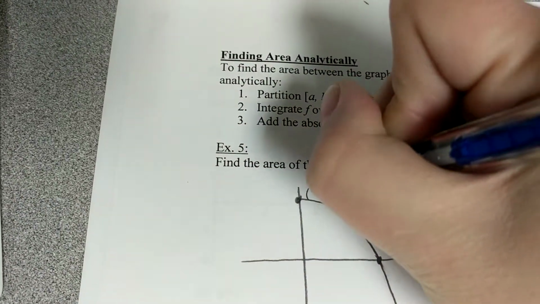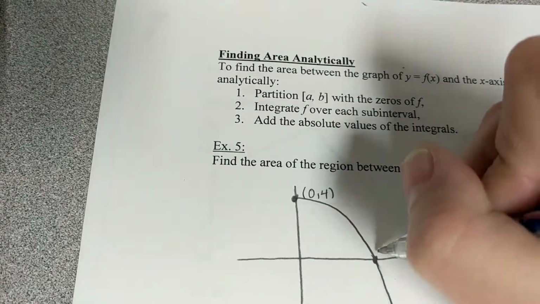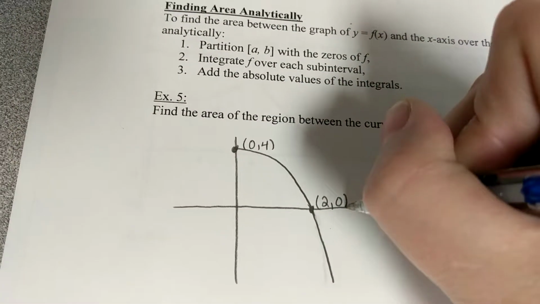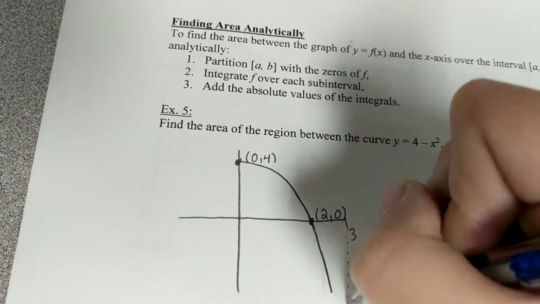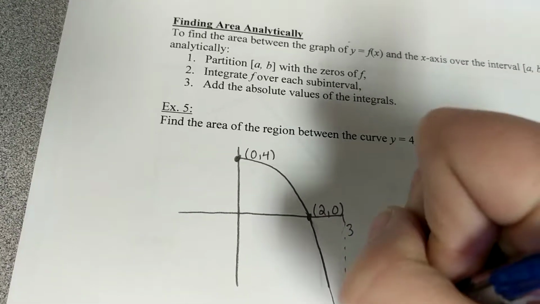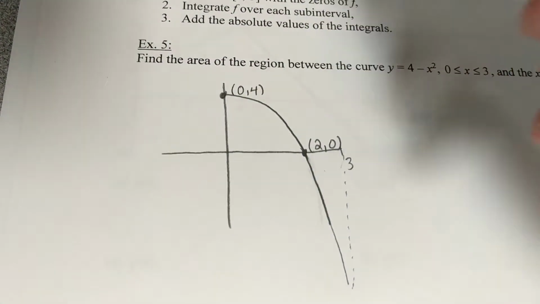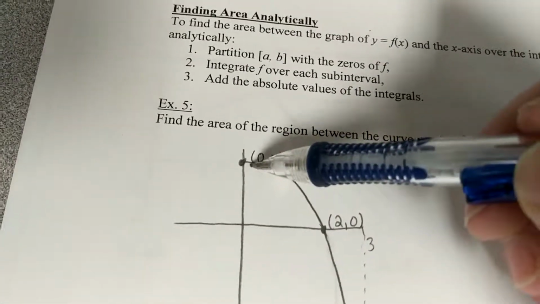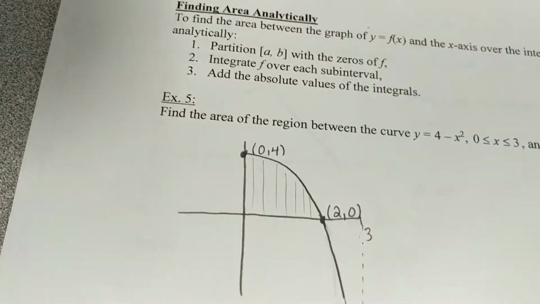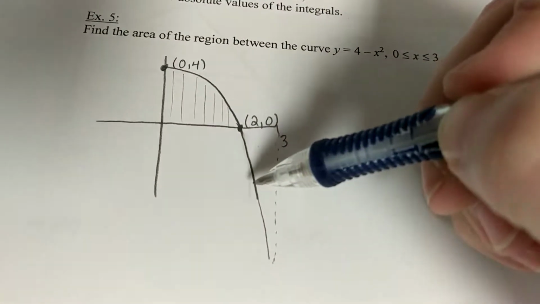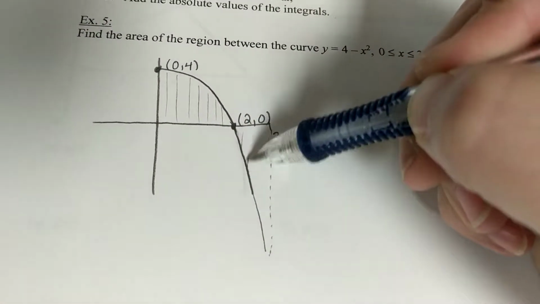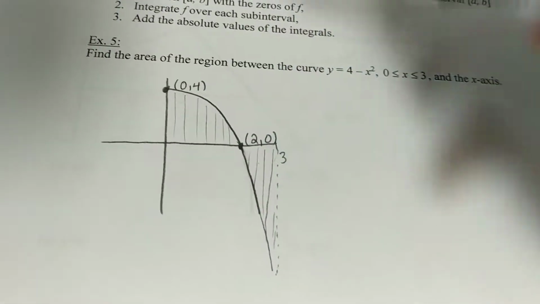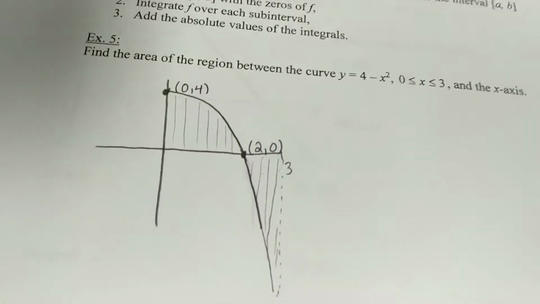So this is at the point 0, 4, and it crosses at the point 2, 0. And then out here at 3. So you'll notice when we talk about integrals, area underneath a curve, we're talking about from the curve to the x-axis. So that's right there. And then over here, from the curve to the x-axis goes up. So that's this area. Don't draw weird triangles under here. It's from the curve to the x-axis.